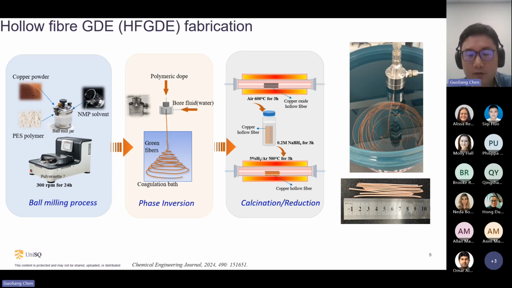I will show you a video here. We can see the liquid polymer dope, when it contacts water, solidifies into this tubular shape of the hollow fiber. Once the tubular hollow fiber, the green fiber, is made, we dry it and calcine it in a tube furnace. First, we use air to remove the polymer binder, and the metal powders become their related metal oxides. They are highly non-conductive, so we also need to reduce them. We can use chemical reduction combined with thermal reduction to remake the shiny color of the metal.